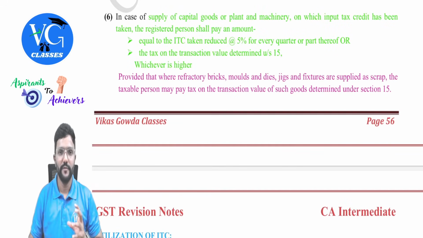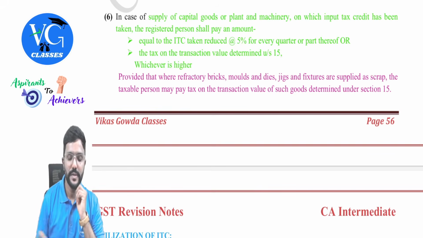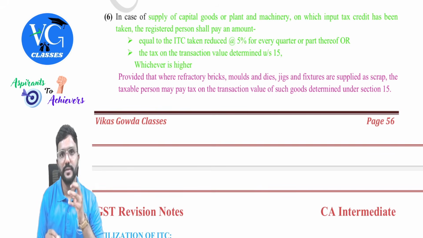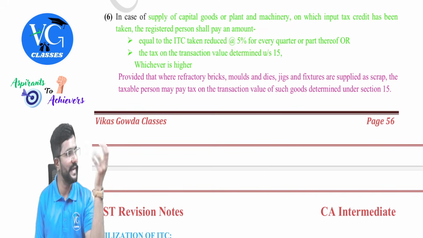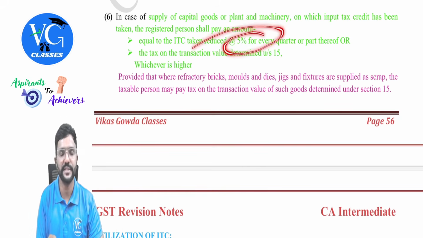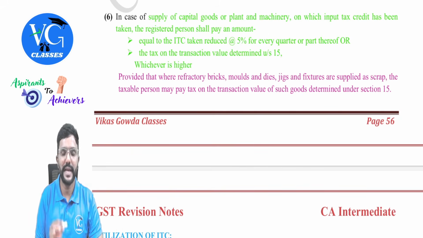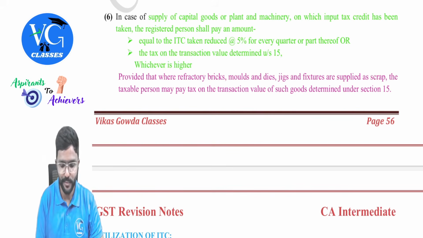So, if there is any capital goods or plant and machinery which is purchased, and when it is purchased, whatever GST we have paid, we already claimed the credit. So take that credit what is claimed, and for each quarter or part of the quarter reduce 5% from the date of purchase till the date of sale. For each quarter or part of the quarter reduce 5%. Keep that amount. Then calculate GST on the actual sale value. Whichever is higher has to be paid, guys.